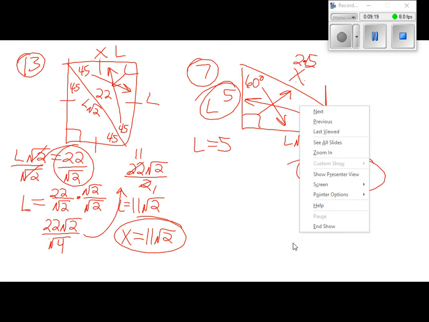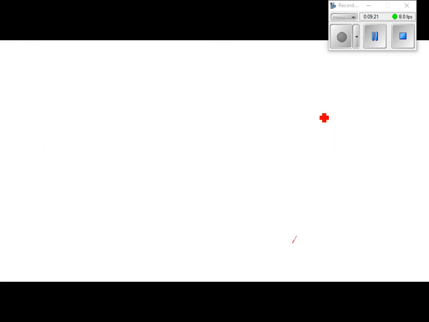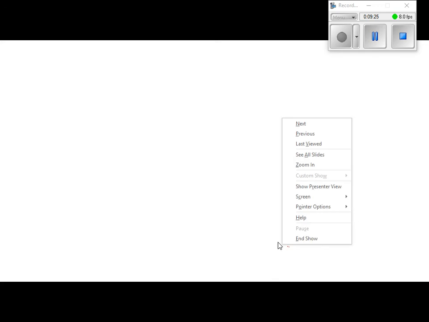Next one you had to do was number 14. Oops. Problem 14. Problem 14 looks like this. My triangle doesn't look real good. That's 6, that's 11. We're looking for an angle this time.